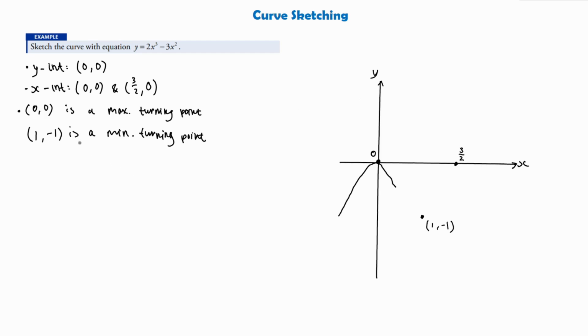And we said that 1, minus 1 is a minimum turning point. So we can see as it approaches this point, it's going to be negative, and then it gets positive as it leaves it. And then we've said that 3/2 is the x-axis intercept, so we know it's going to go up to there, and then we can say that it just keeps going up at that point, like so. And this is us. We've now sketched the curve. We don't know what it looks like after this, or before or after this, so this is all we can sketch. And we would say that this is our curve with the equation y equals 2x cubed minus 3x squared.